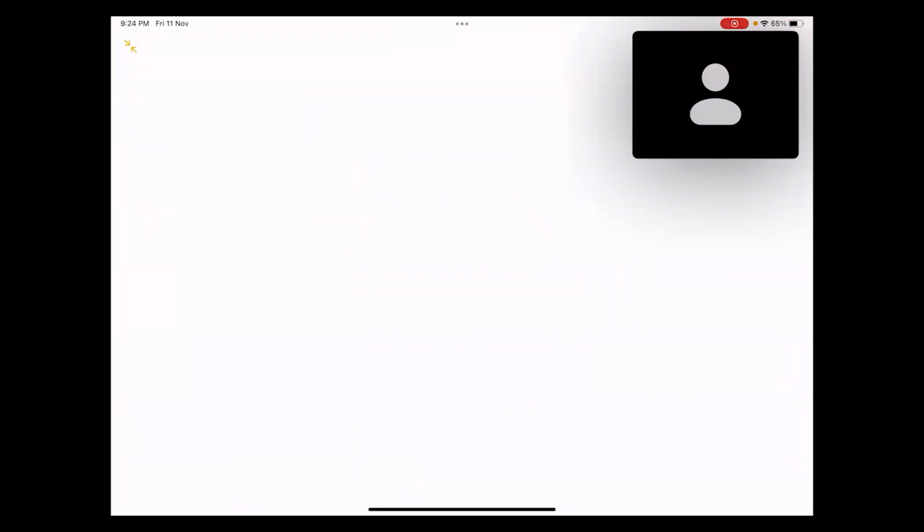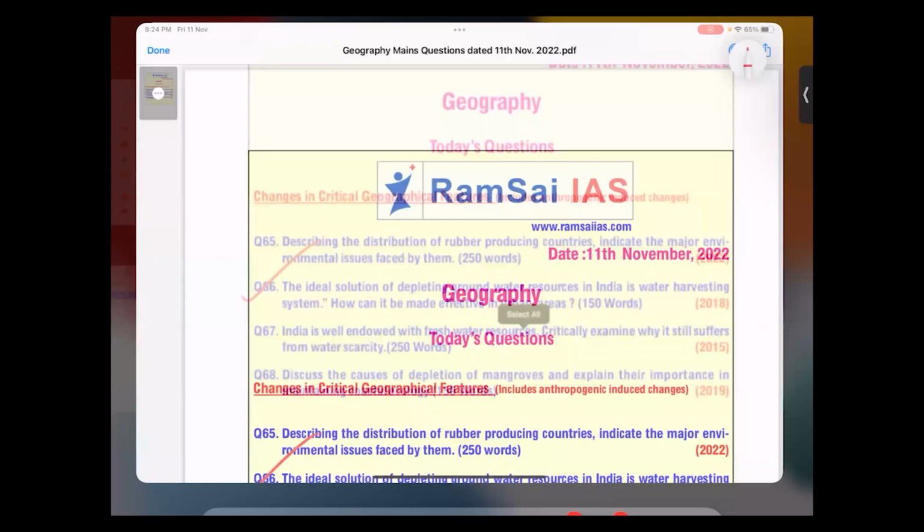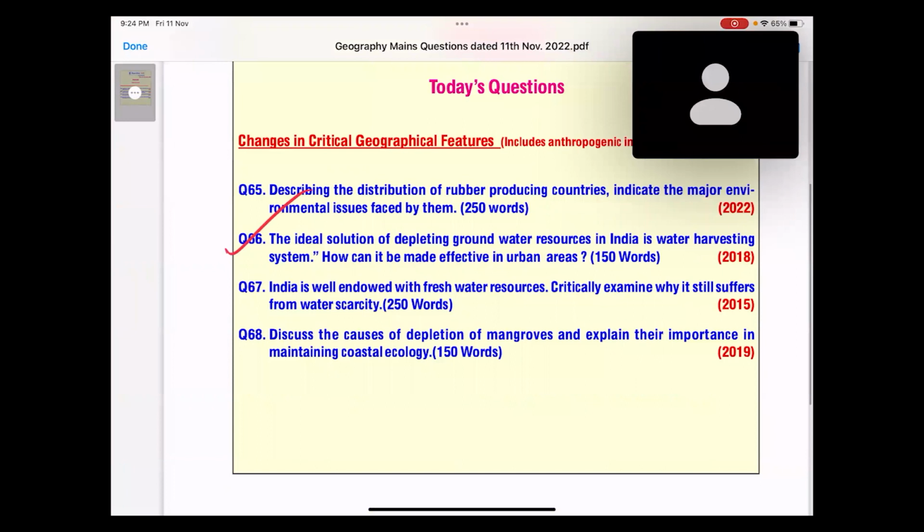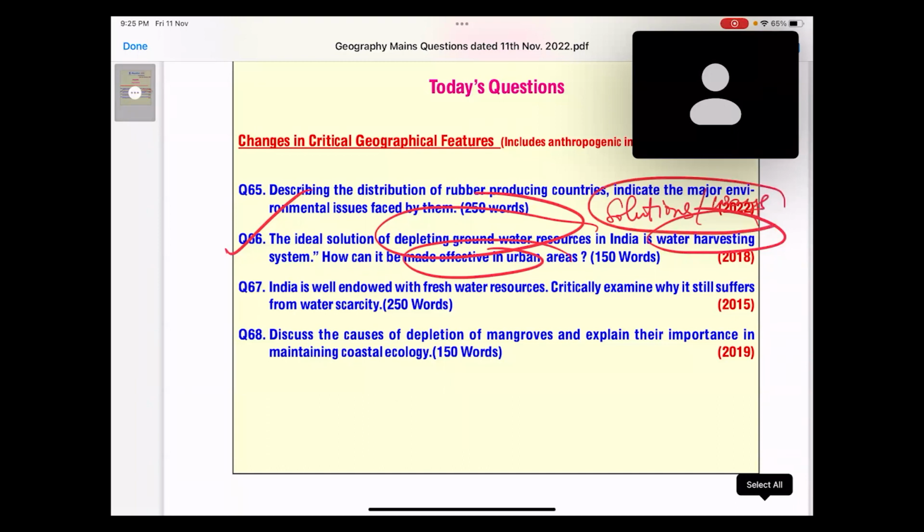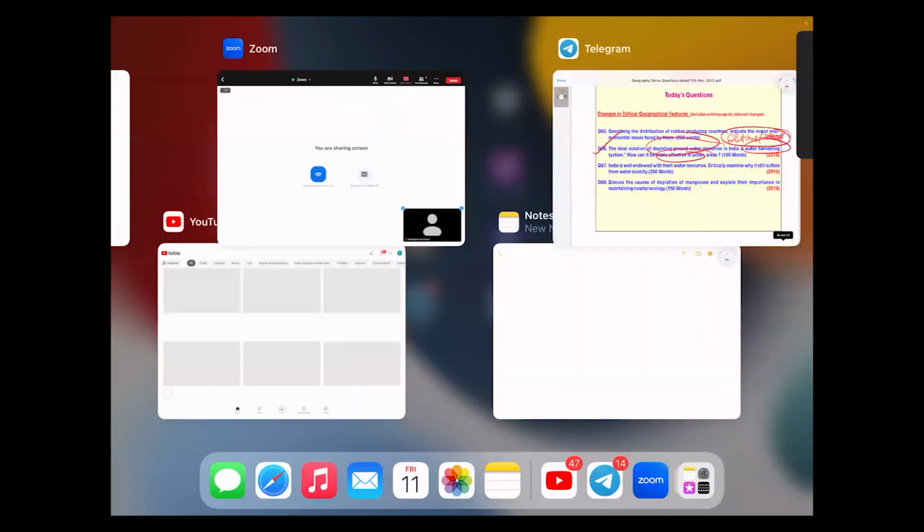The question is: the ideal solution for depleting groundwater resources in India is water harvesting. So they are saying the solution is water harvesting for depleting groundwater resources. How can it be made effective in urban areas? So they are asking you for solutions or ways to implement water harvesting to improve the groundwater levels. Right? You understood the question?